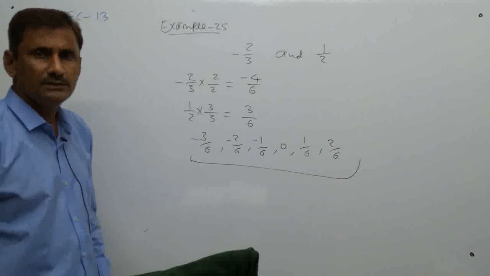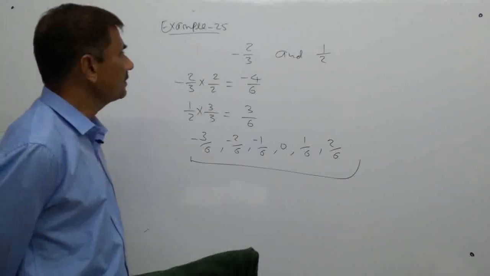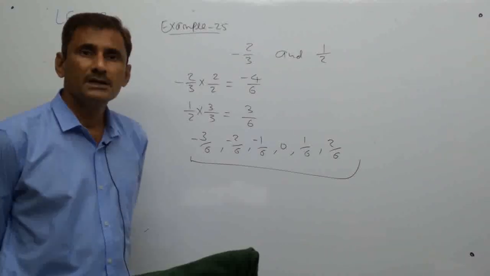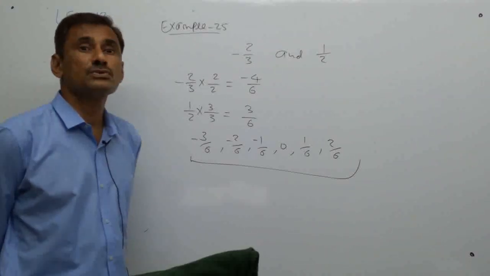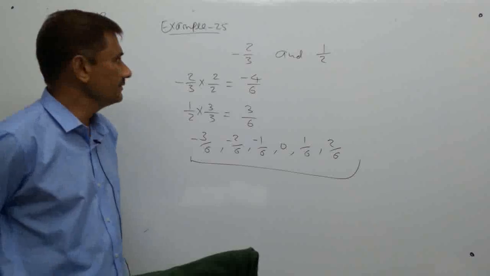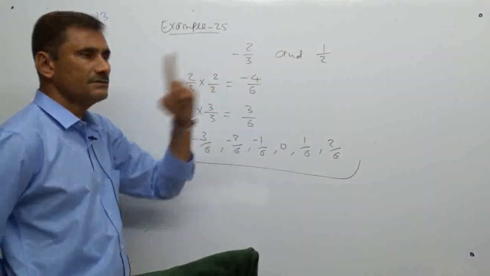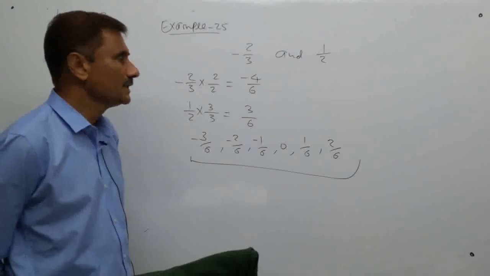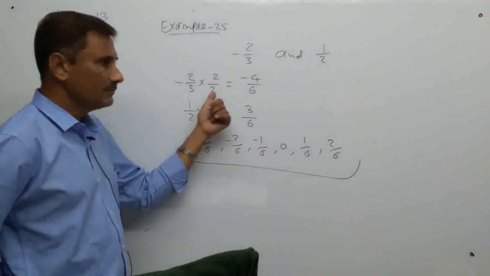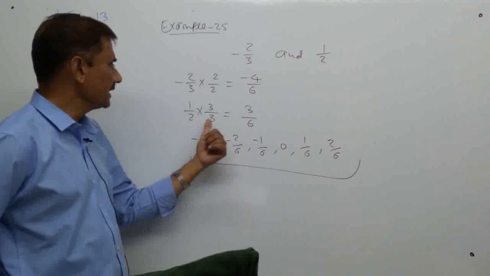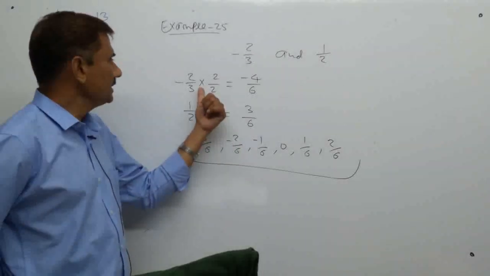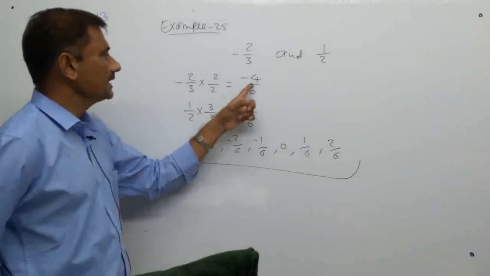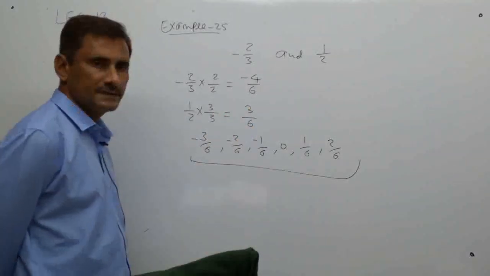So understand, again I am explaining the method of inserting rational numbers between two given rational numbers. So here the given rational numbers are those. First our purpose is to make the denominator equal. So here we have multiplied by 2 and here by 3. Okay, so at the numerator also by the same number. So we got minus 4 by 6 here, 3 by 6 here.